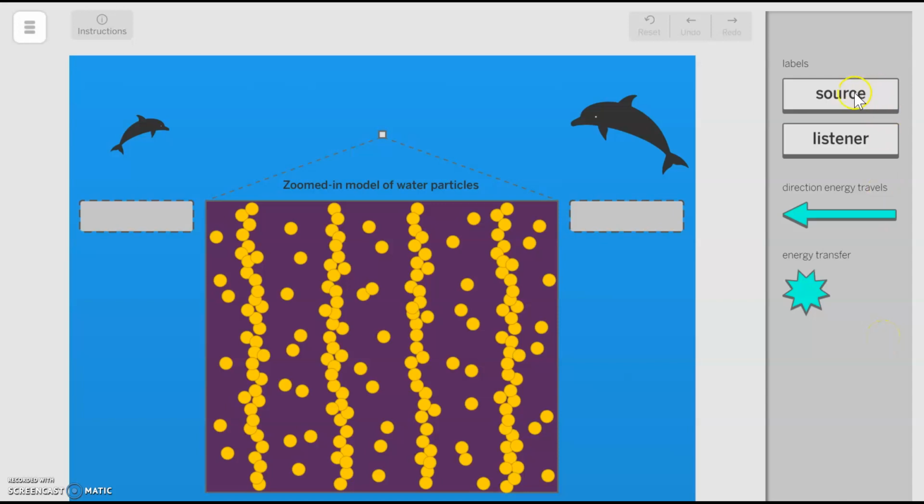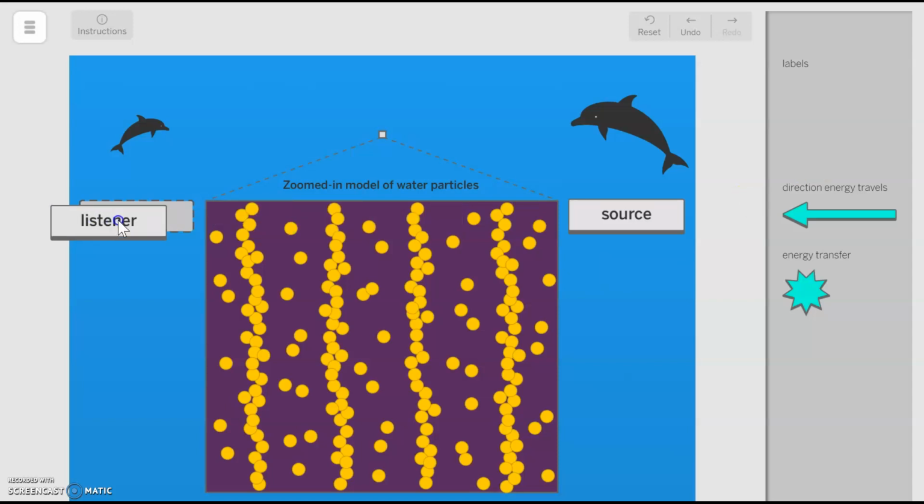So hopefully you were thinking something like this. We know that the mother dolphin makes the sound, so she's the source. And we know that the calf, or the baby, is the listener. We know that the energy always travels away from the source. So we know that it's going to go from the mother dolphin to the baby dolphin. Okay, so it's going this way.